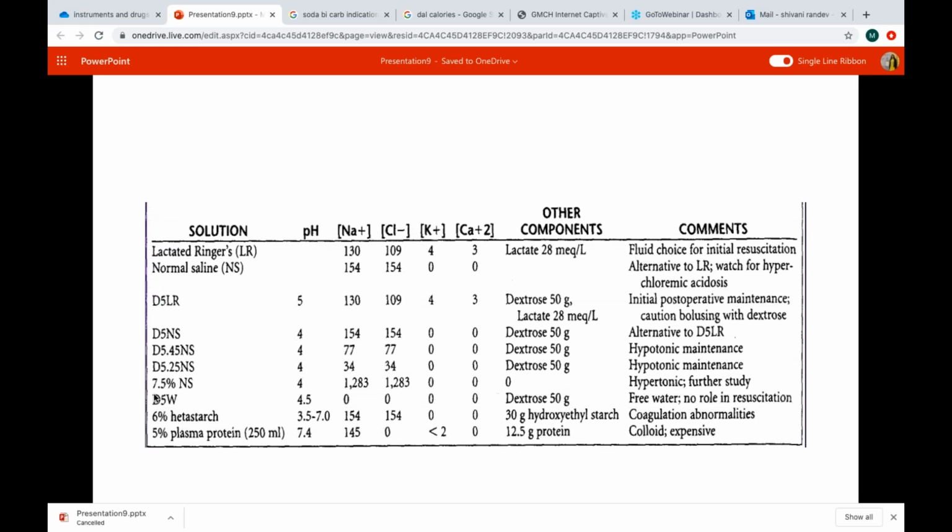So that means 5% would mean 5 grams in 100 ml. So these are the fluids you should know the composition of: Ringer's lactate, normal saline, dextrose 5%, 10%, 25%, and the indications where they are used, right?